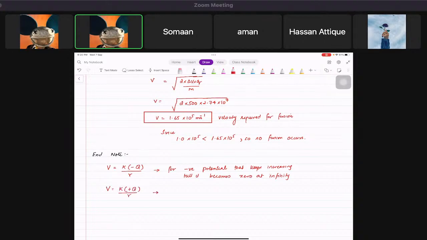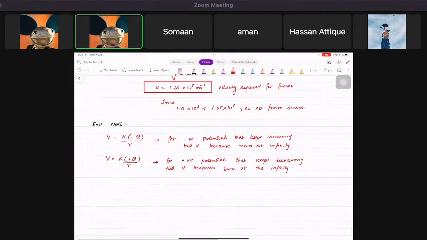And this would mean that for positive potential, that keeps decreasing because it is a higher number till it becomes 0 at infinity. So at infinity, the potential is always 0.